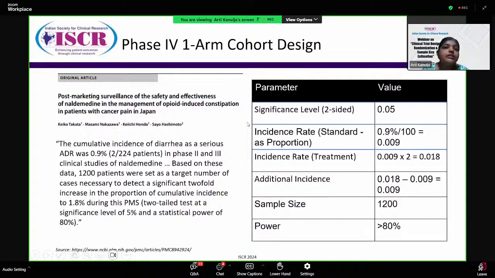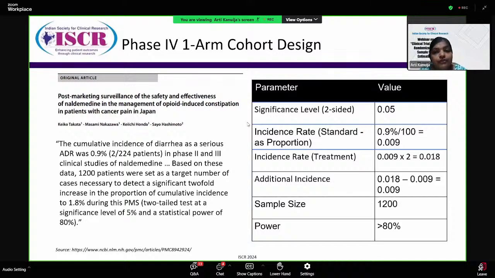Last but not the least, this is an example for a phase 4 study, which is a cohort study. This is another paper, which is a post-marketing surveillance of safety and effectiveness of naldemedine in the management of opioid-induced constipation in patients with cancer pain in Japan. And they have given you what is in the sample size section, and how they have calculated it.